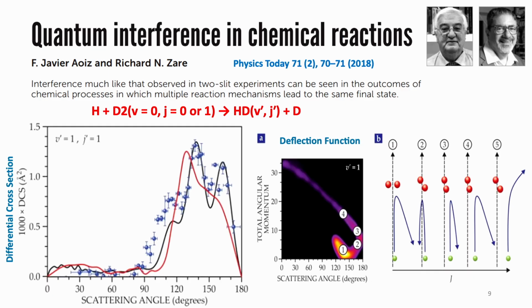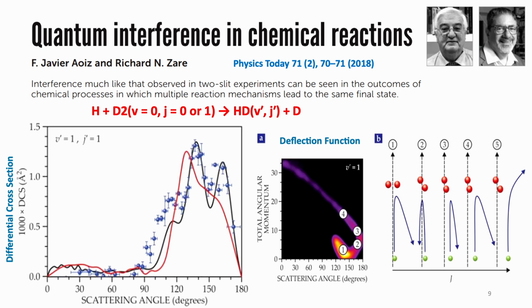So just to be more precise about the experiment, they look at this reaction with D2, going from V0, J equals 0 or 1, into the product HD with different V and J, and they look at the differential cross-section as a function of the scattering angle. And you see the experimental results. The solid line is the full quantum calculations, so you see oscillations. The red line here is the classical calculations. And you can see you cannot capture the oscillation in the cross-section by running classical trajectories.